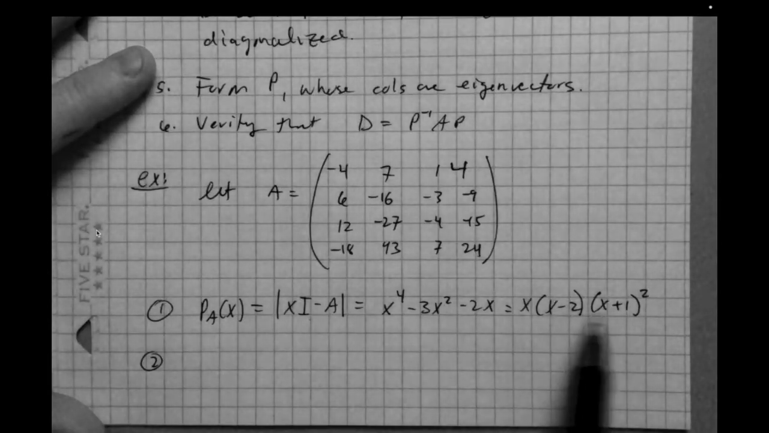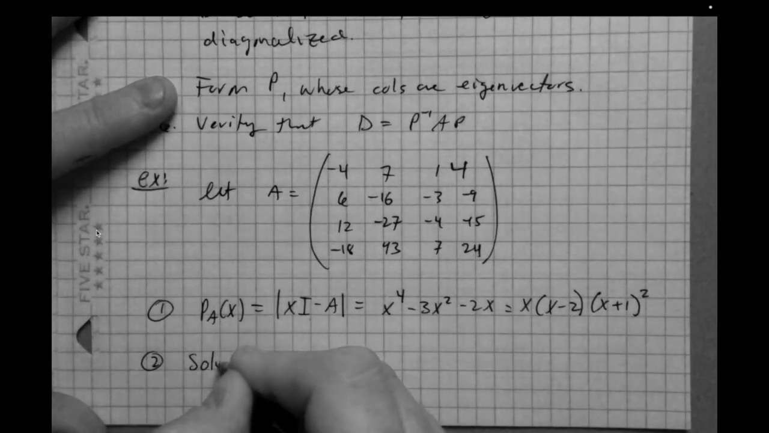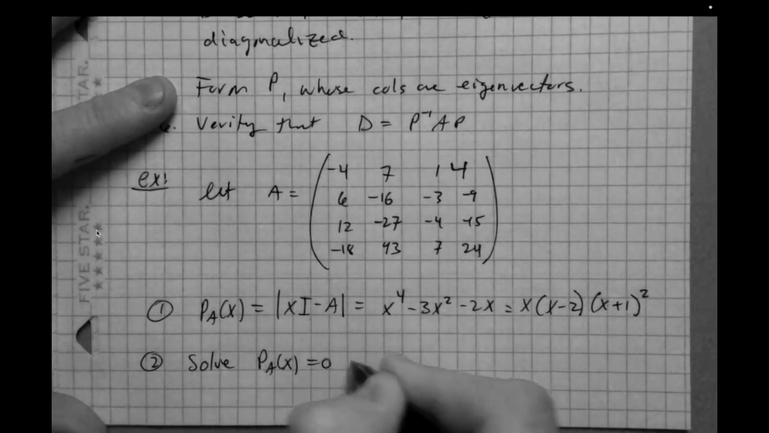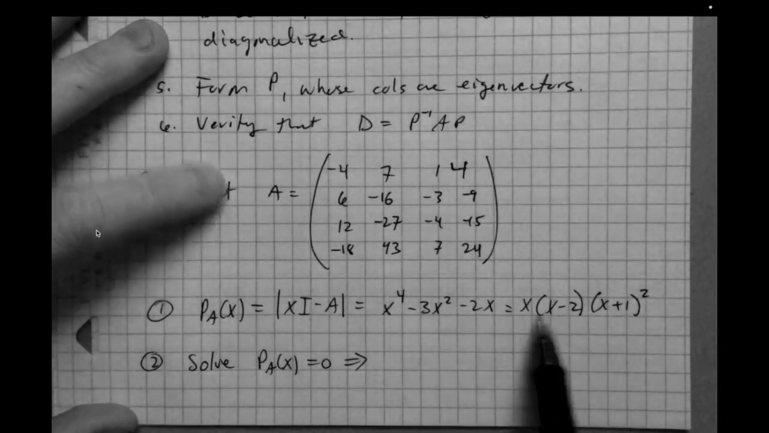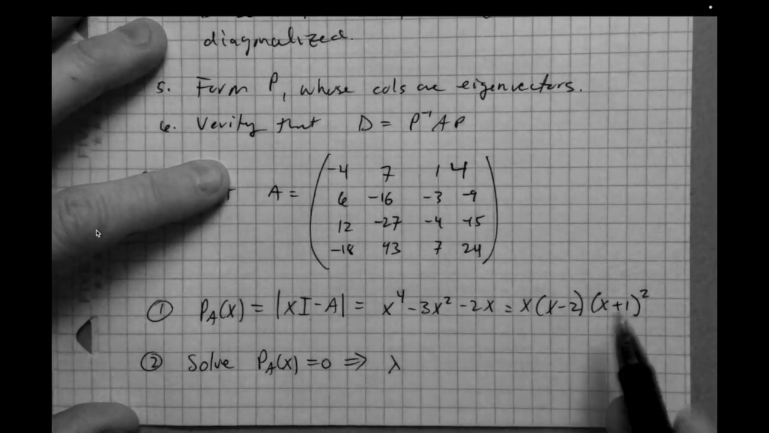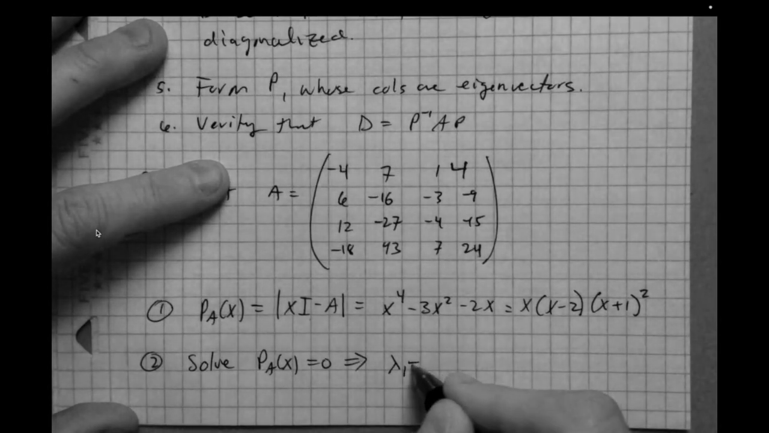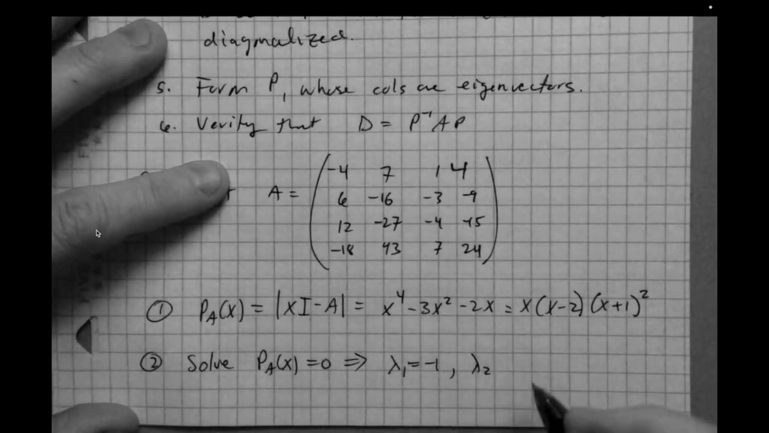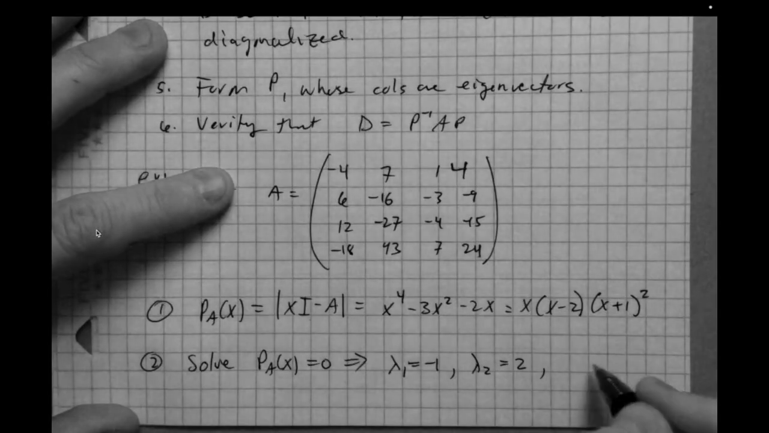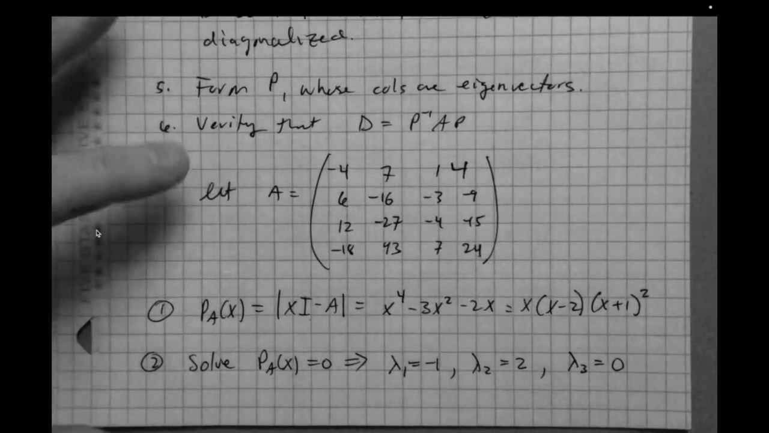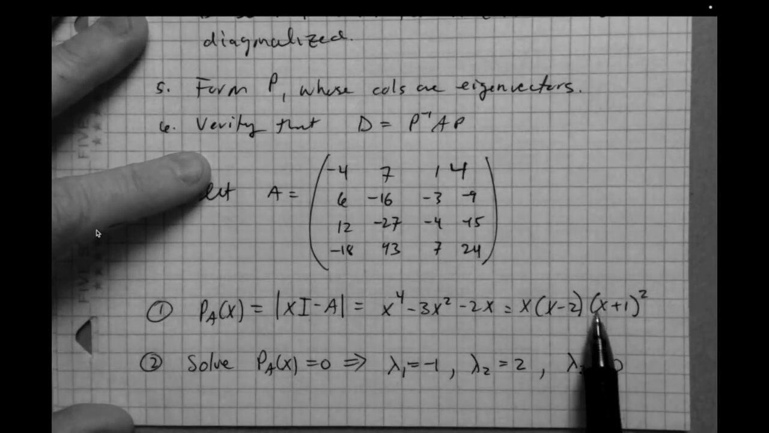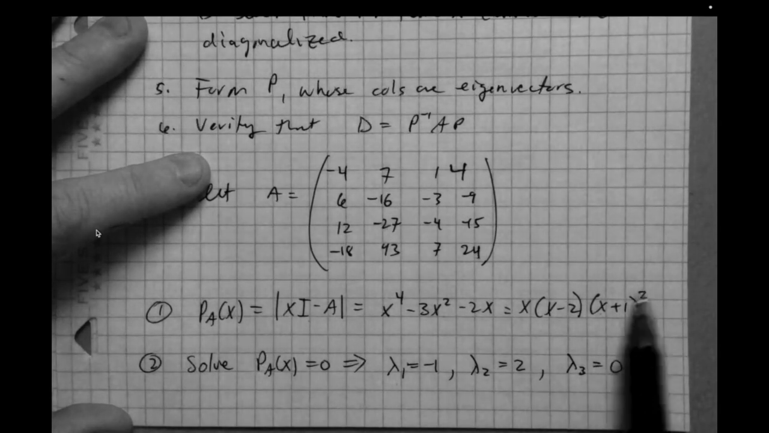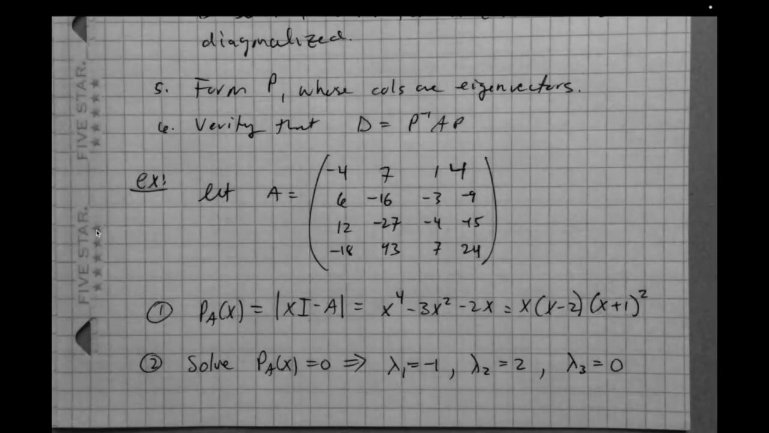Step 2 then is to set the characteristic polynomial equal to 0 and solve it. So p_A of x equals 0. When you do that, you get 3 eigenvalues. Lambda 1 is going to be -1, lambda 2 we're going to call 2, and lambda 3 is equal to 0. The first eigenvalue, -1, is going to be a repeated root. You can see that here, x plus 1 quantity squared. The others are singleton roots.